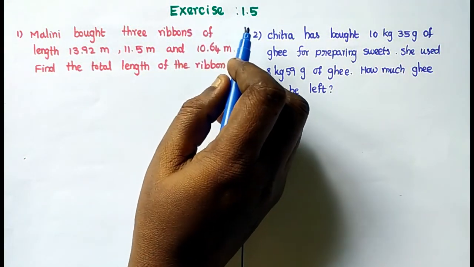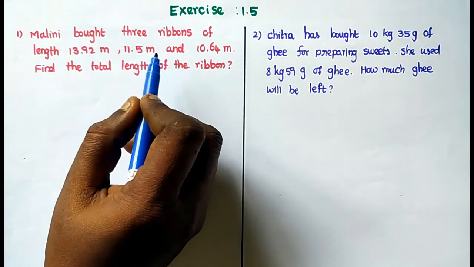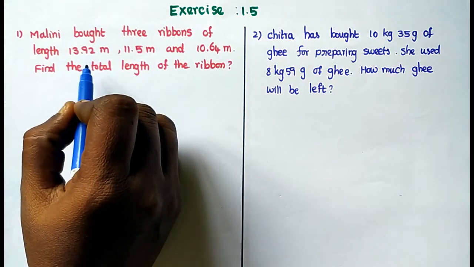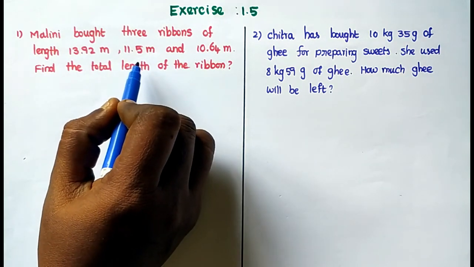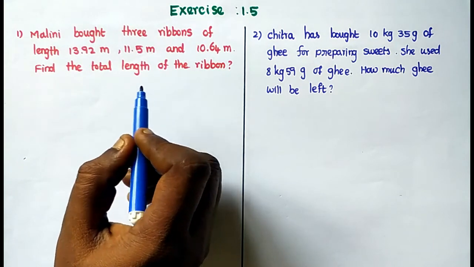Look at this exercise 1.5. First question. Malini bought 3 ribbons of length 13.92 meter, 11.5 meter and 10.64 meter. Find the total length of the ribbons.